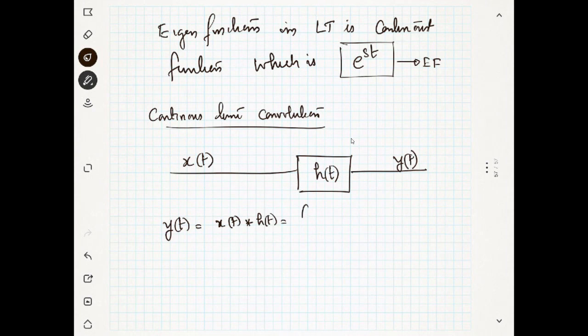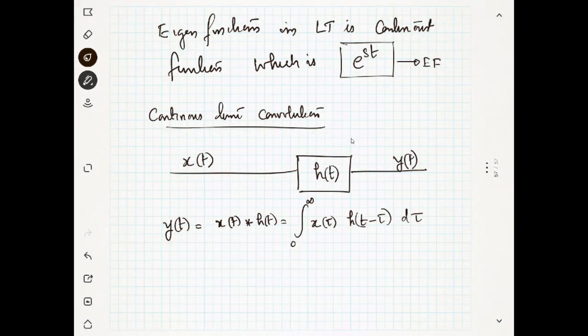You can represent it in two different ways. One is the integral from minus infinity to infinity, and here I am talking about causal systems. For a causal system, for t less than 0, the function will be equal to 0. Real-time systems are causal. Other things are just imaginary, for mathematical purposes. So x of tau h of t minus tau d tau.